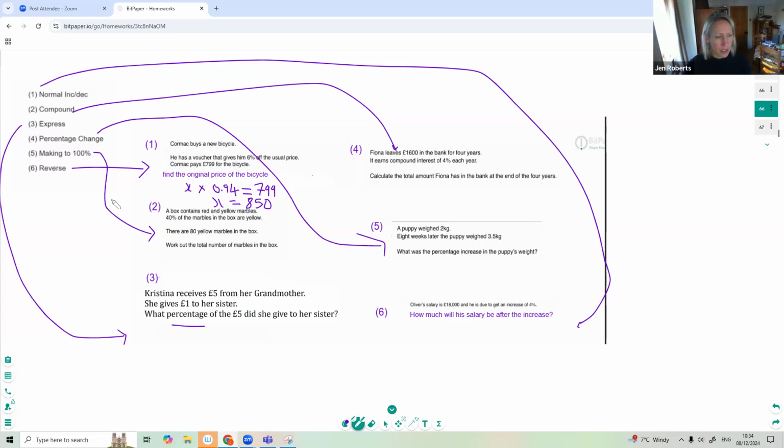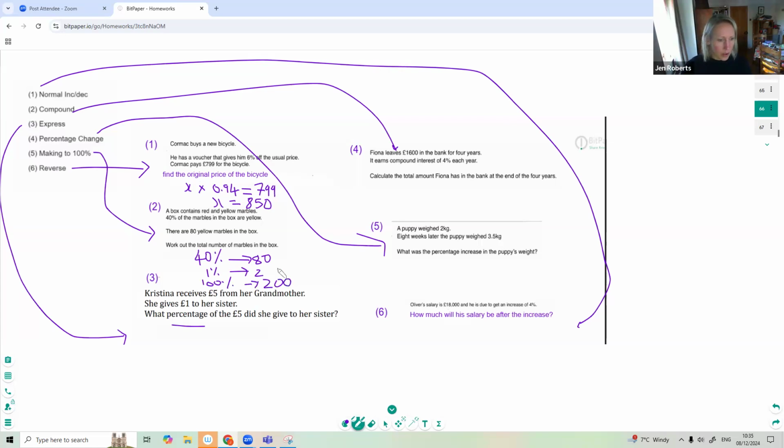Okay, we decided this was making 100%. So we've got 42% represents 80. Then we need to get our 1%, and then we need to get 100%, don't we? How do we get our 1%? Divide both sides by 40. 80 divided by 40 is 2. Not sure why I used my calculator for that. 100% times by 100, 200. 200 marbles in the box.